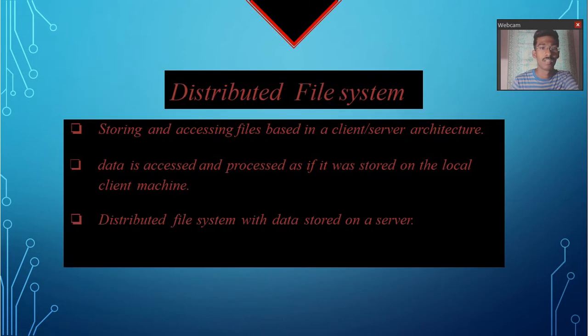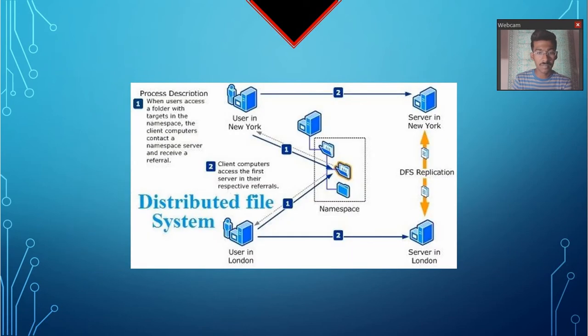So we have the distributed file system. We are storing and accessing files based on client-server architecture, and data is accessed and processed as if it was stored on the local client machine, and distributed file systems have data stored on a server. So here you can see the architecture for a distributed file system.